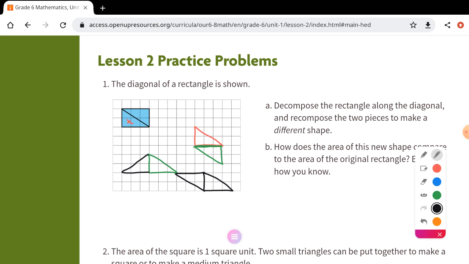Go ahead and copy at least two of those down. Everybody should have one. Copy at least two of them. Then we're going to go on to number 2.